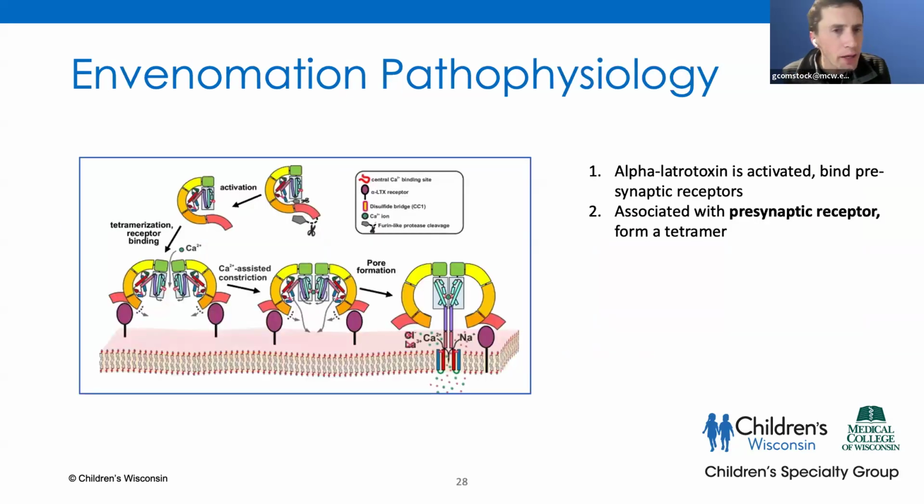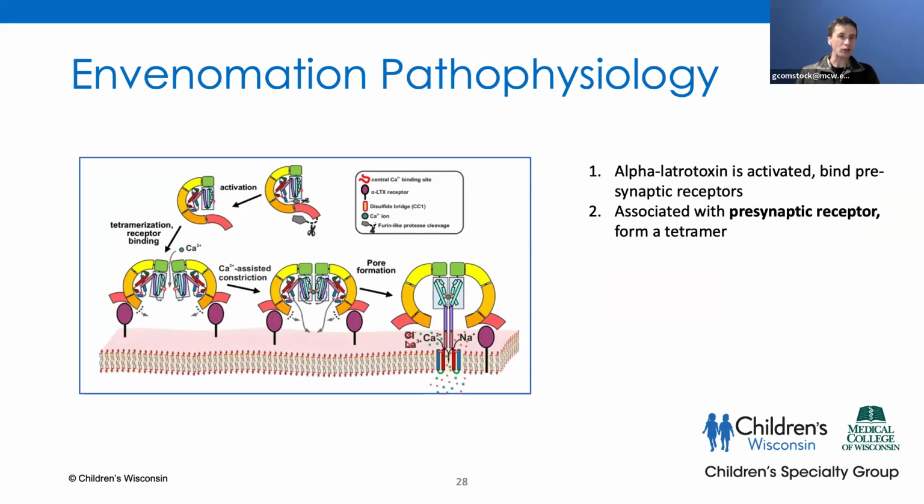So, how does their envenomation work? The toxin, the venom that is responsible for the clinical manifestations of a black widow envenomation is this alpha latrotoxin. And it works in a pretty cool way. I learned some things about this as I was putting these slides together.